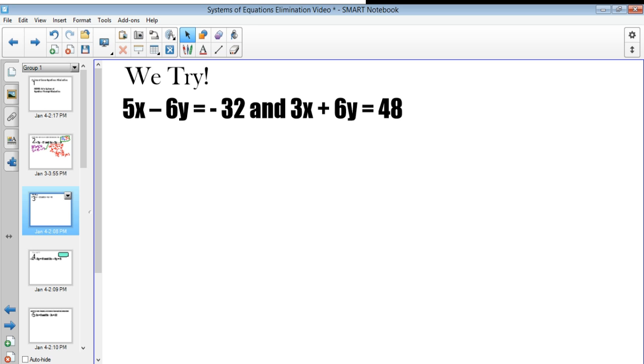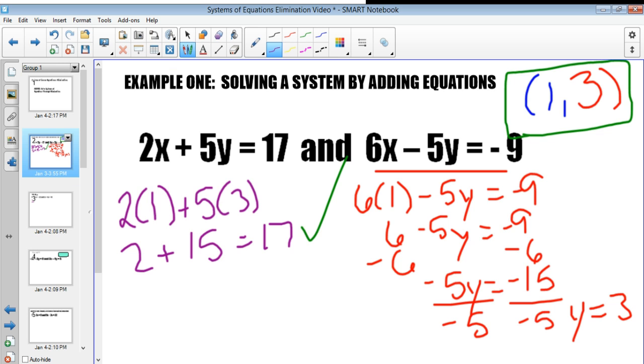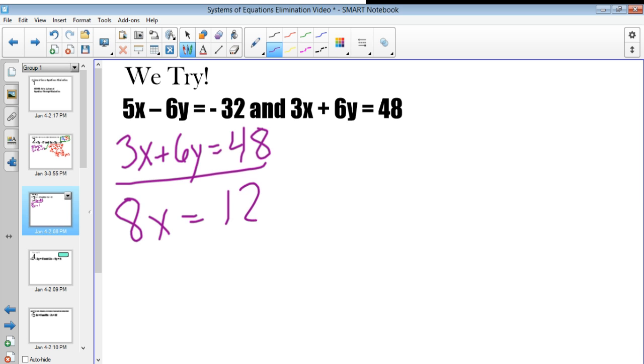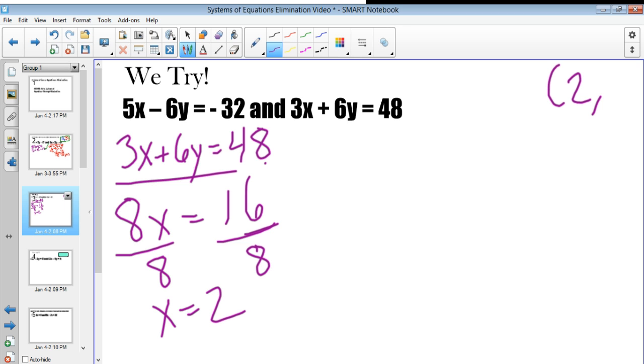So let's try another one. So again, I'm going to write these equations one right on top of another. And here we also have the y's canceling out. It's not always going to be that way. In fact, in the next problem, you'll see where the x's cancel out. So we add those together and we get 8x equals 16. Much better. And divide by 8. X equals 2. So part of my solution is 2.